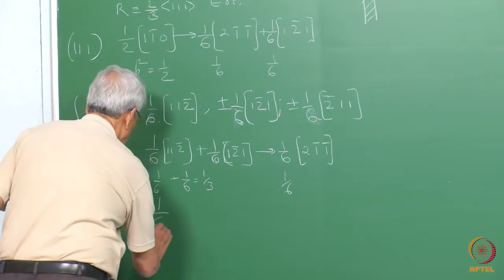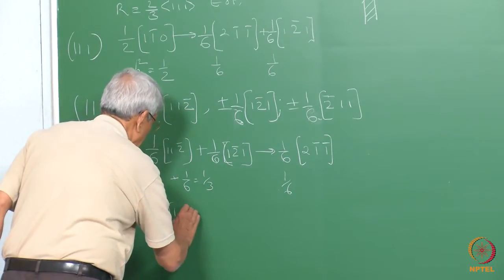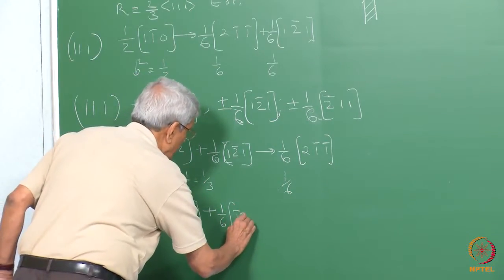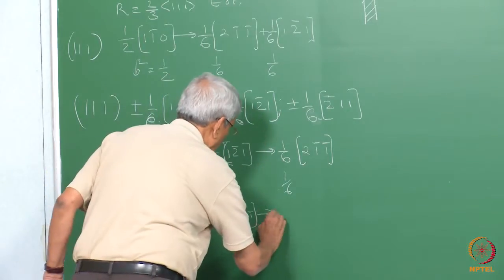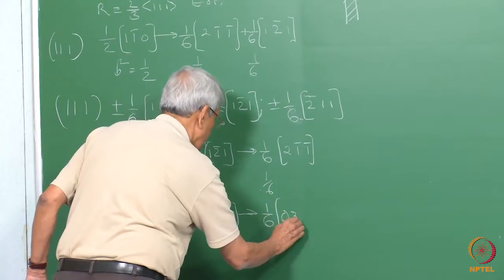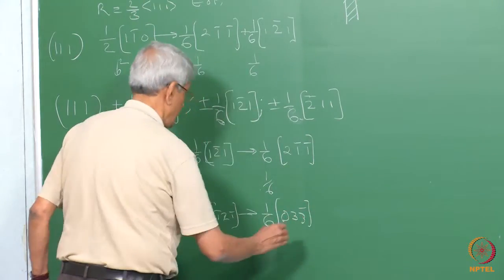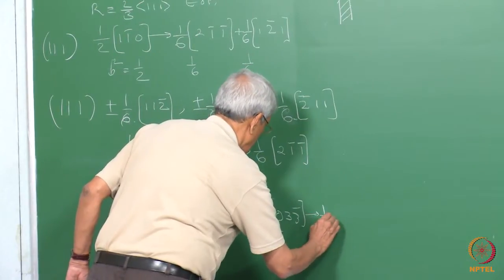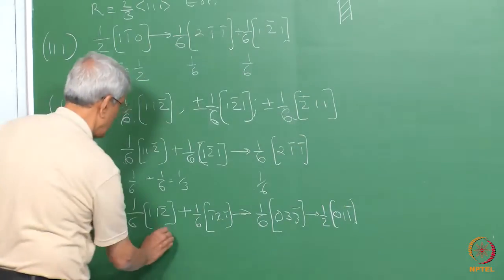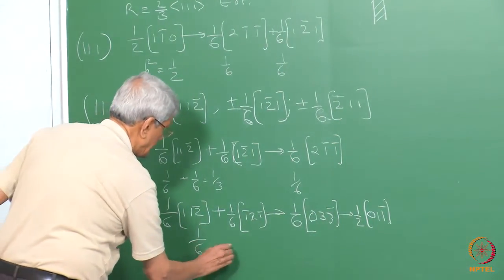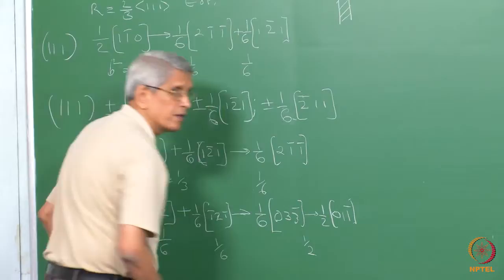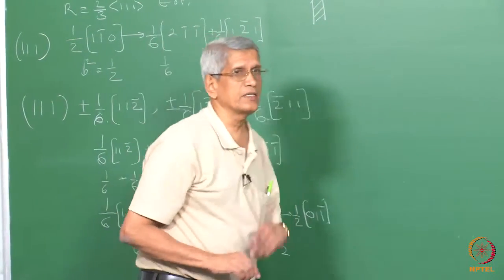Let us look at that same reaction, but the Burgers vector of one of the partials is reversed to 1̄. Now what is going to happen is that this will turn out to be half [01̄1̄]. Now the b squared is 1/6, here it is 1/6, here it is going to be half. So that means that this reaction is not possible.